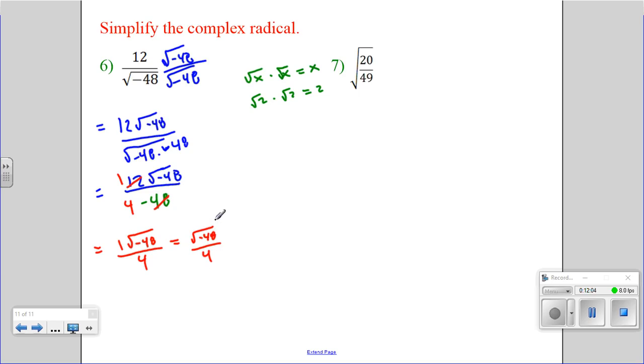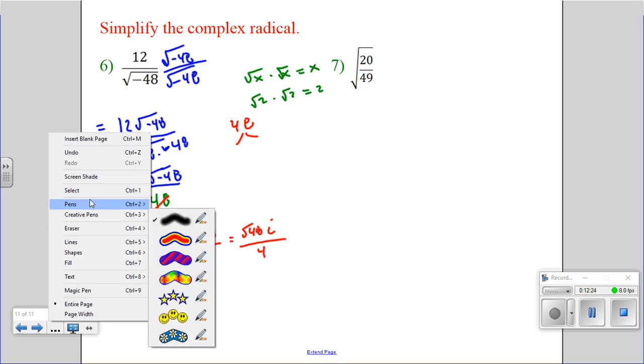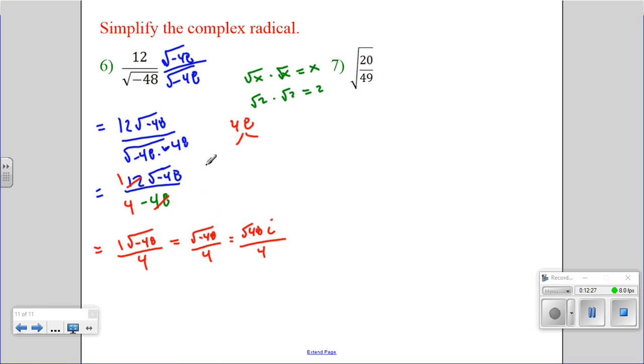Now we've been practicing these already. So the square root of negative 48 is the same thing as the square root of 48i, and it's still over 4. So off to the side, we're going to find the factors of 48. Again, look for perfect squares that you can think of. I know that 4 is a perfect square that goes into 48. 4 goes into 48 12 times.